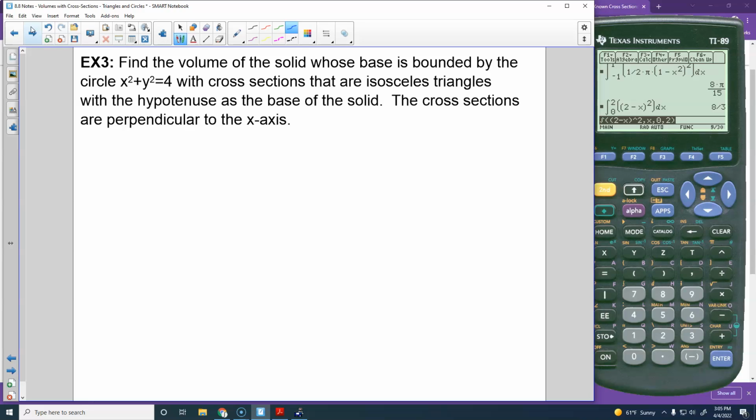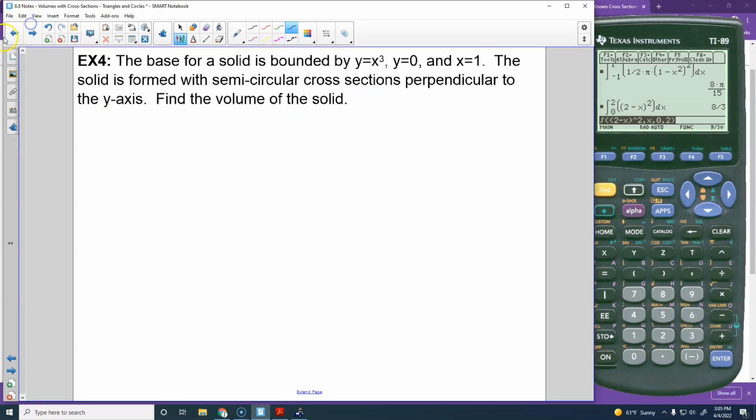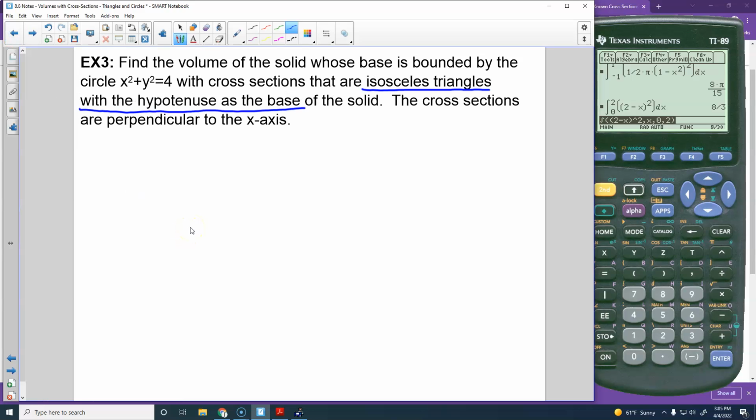All right, we really need to look at this last one because of this isosceles triangles with the hypotenuse as the base. Oh, wait. I don't like isosceles triangles with the hypotenuse as the base. Well, all right, I'm going to change this one for today. Isosceles triangles with the leg as the base. That makes this one a lot easier, actually.